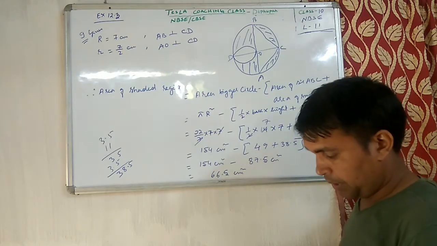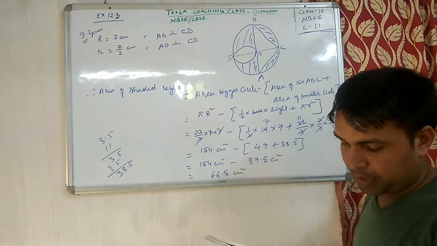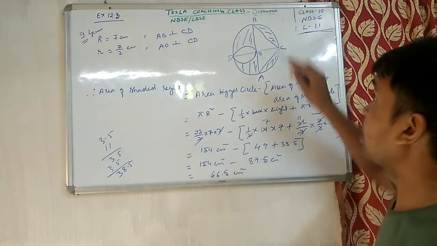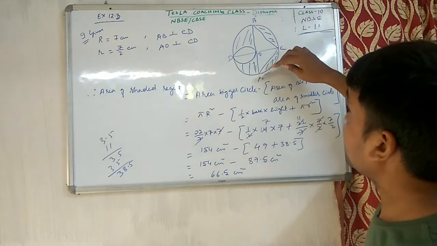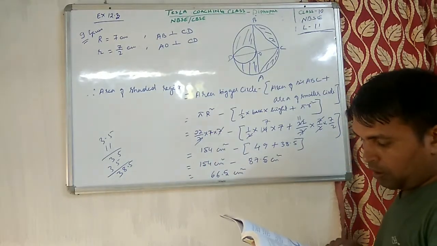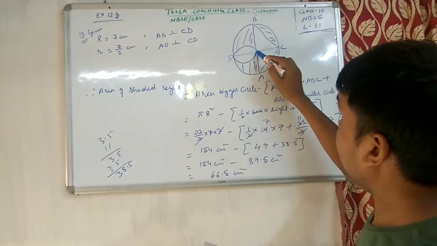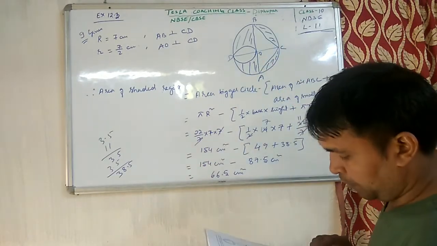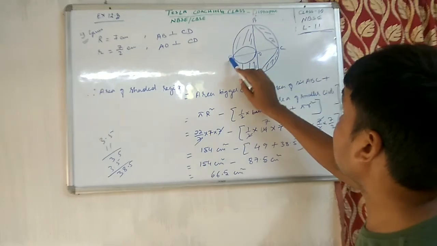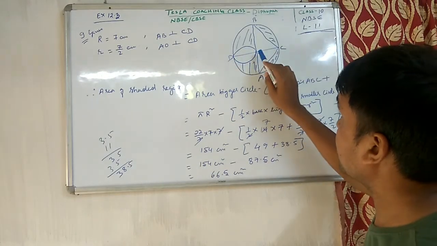You will be trying by yourself. In question number 9, what is the question? AB and CD are the 2 diameters of a circle. This is a circle. The diameter of a circle is AB and CD, of a circle with center O. The center of the circle is O, perpendicular to each other, and OD is the diameter of a smaller circle. So this OD is the diameter of this smaller circle.